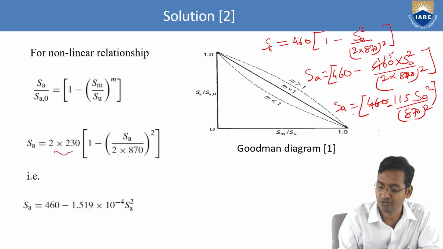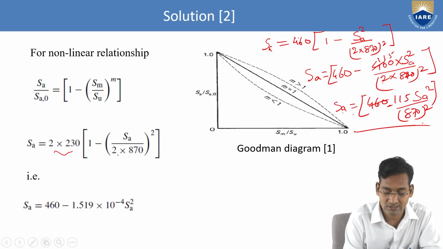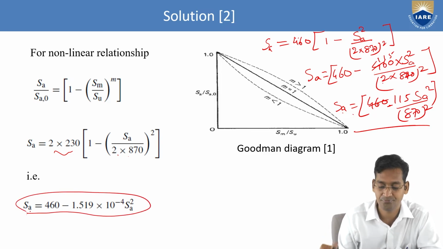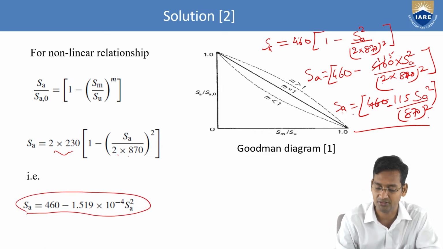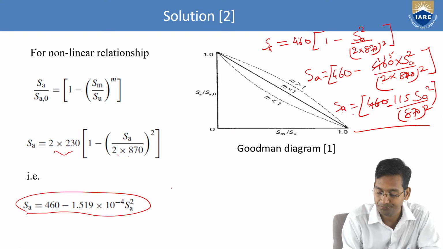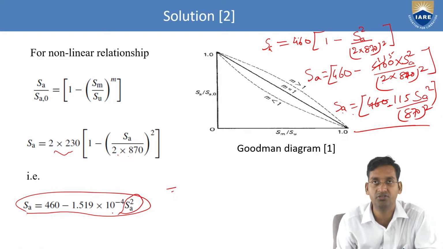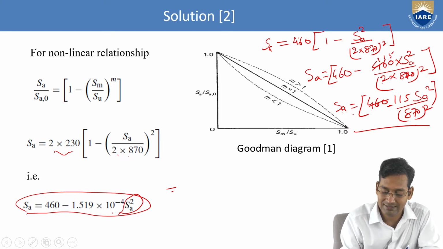So after simplifying this equation, you will get SA equals to, or just by simplifying this. After this, what we will do is, because now just see here, SA square is there, so power 2 means it's a quadratic equation. So for this we will solve.